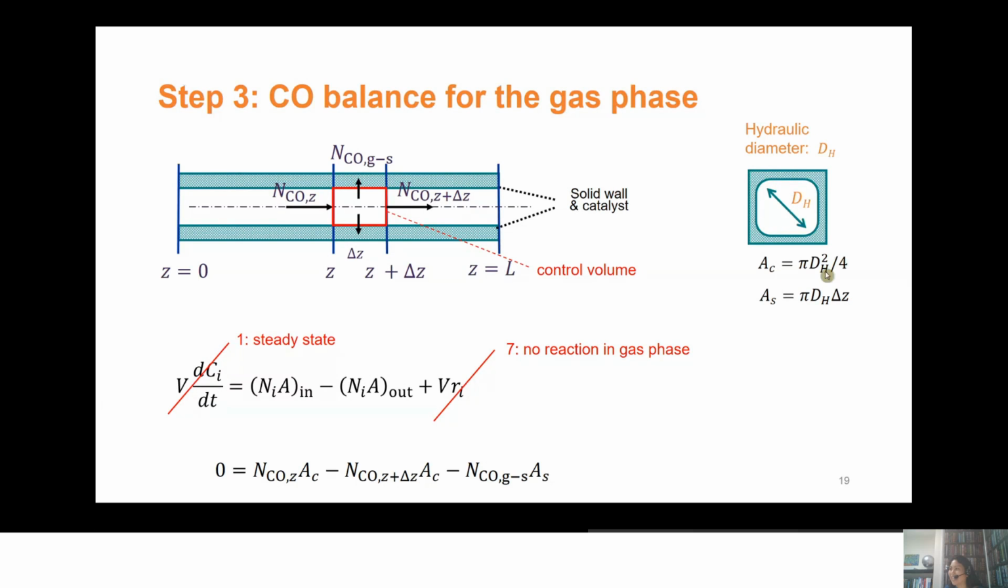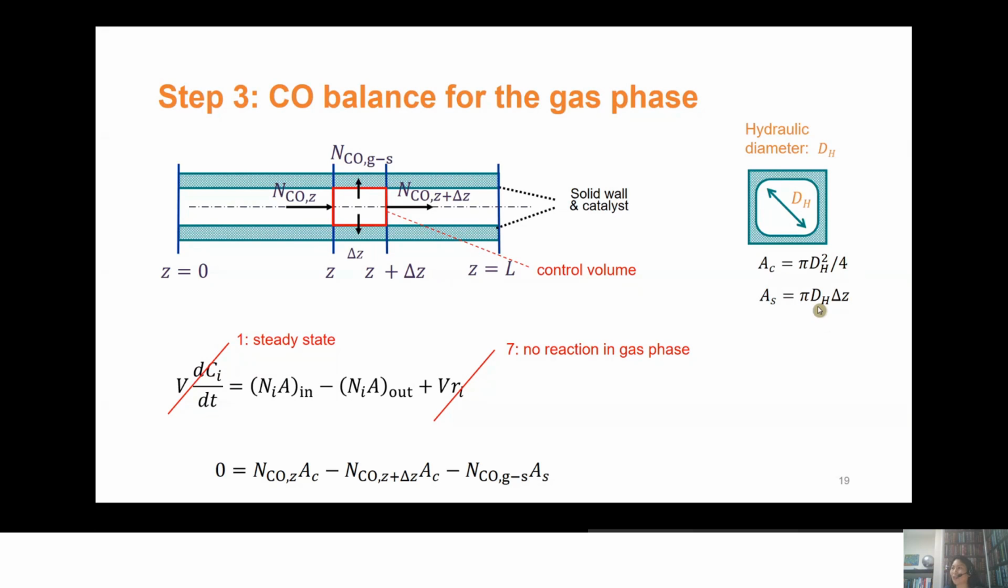So AC is this, and then the area that is normal to the flow from the gas to the solid, we can write as pi dh. It's as if you have a cylindrical channel, and you know how to write a cylindrical channel. We had a cylindrical rod last week, so you know how to write AC and AS for a cylindrical rod. Yes, it's just pi dh.